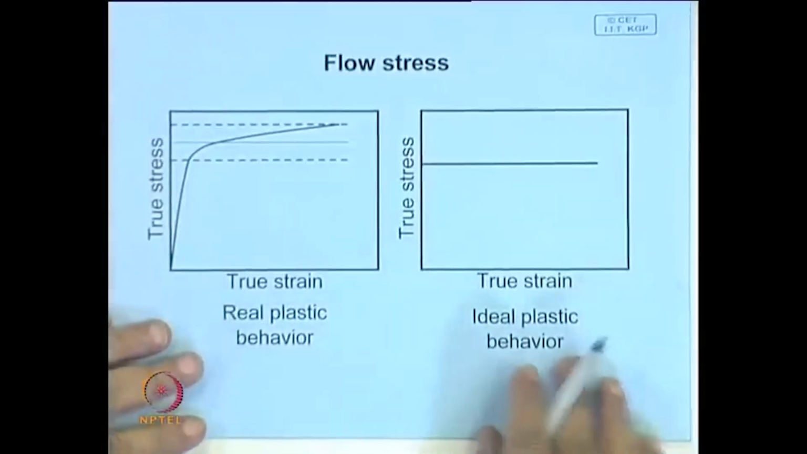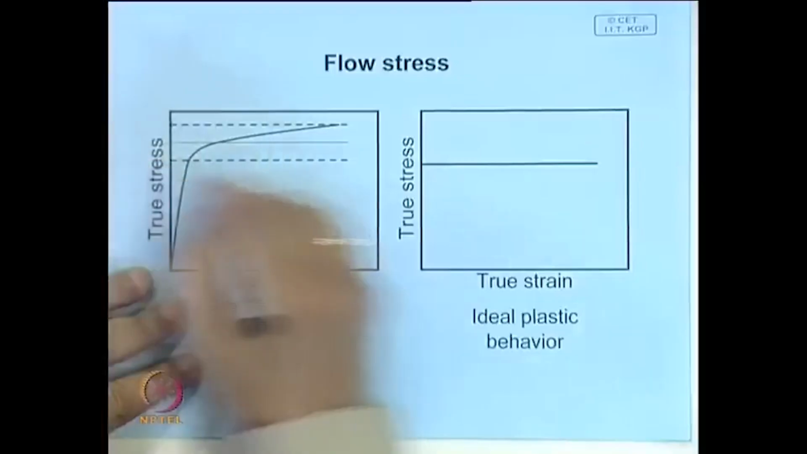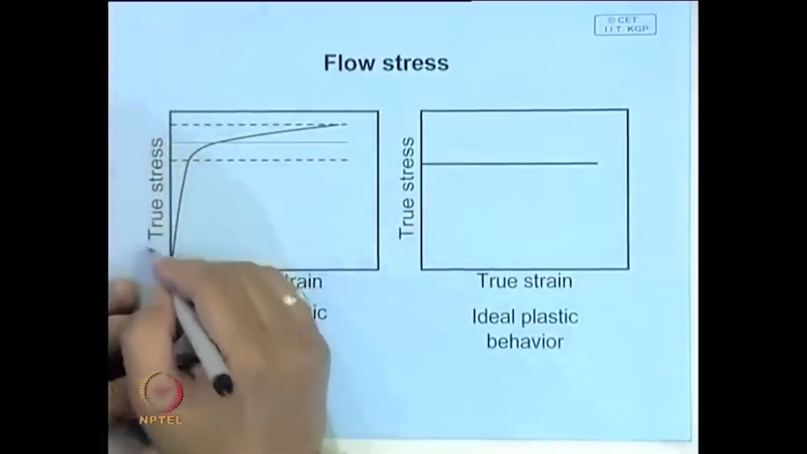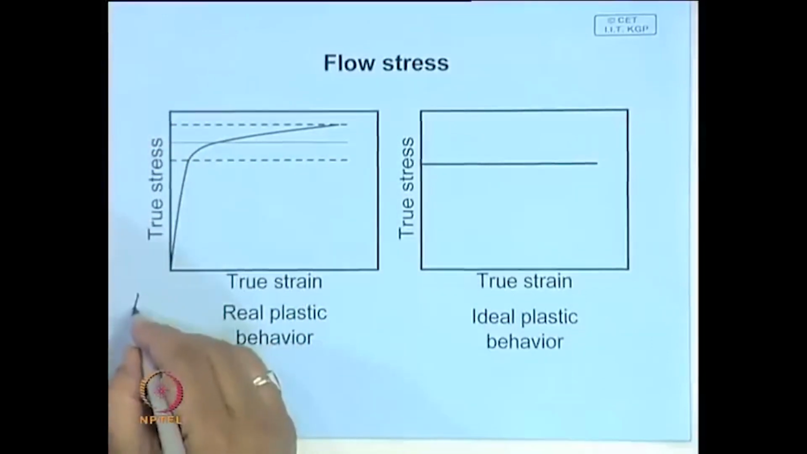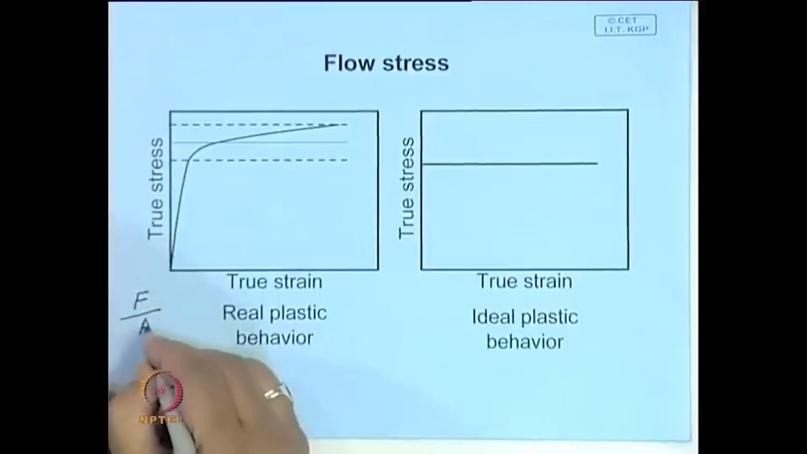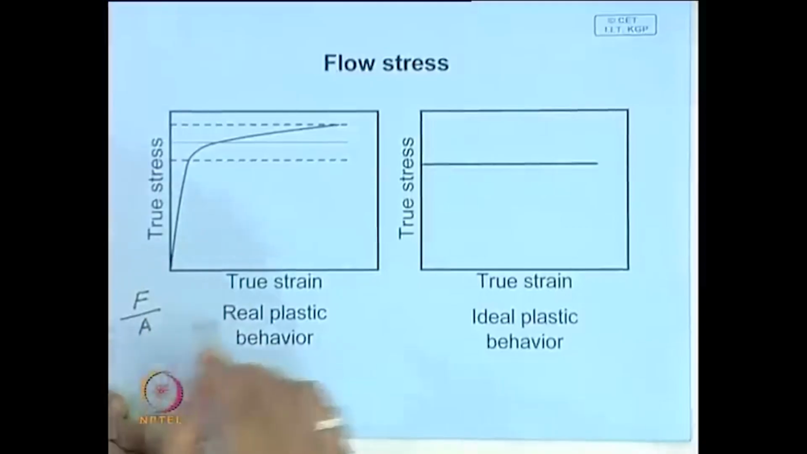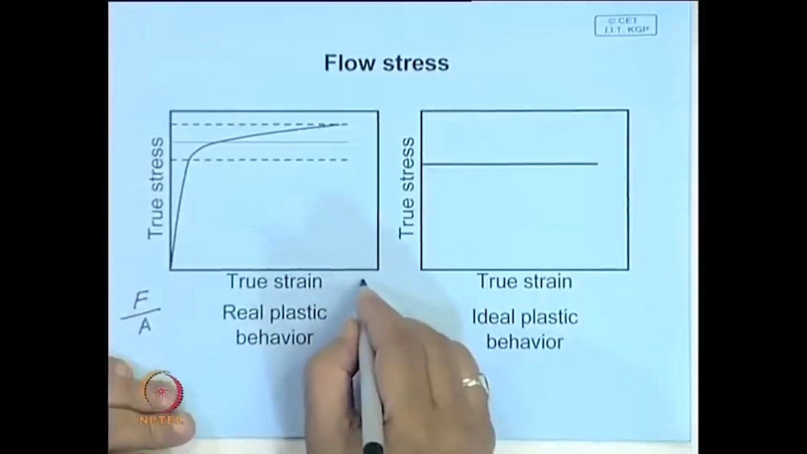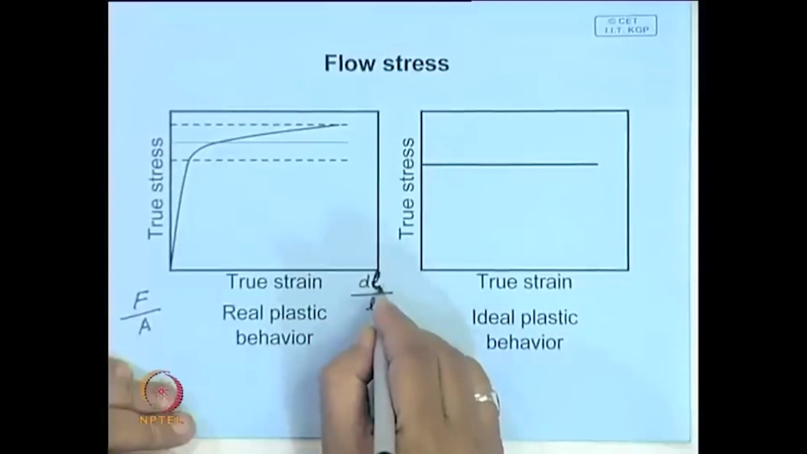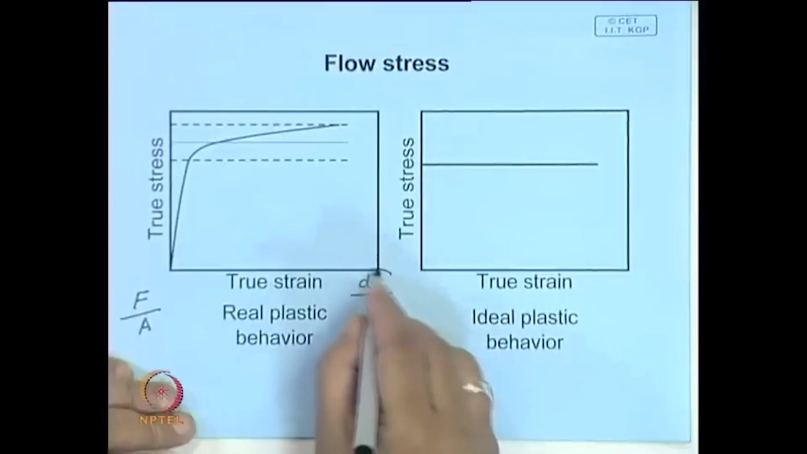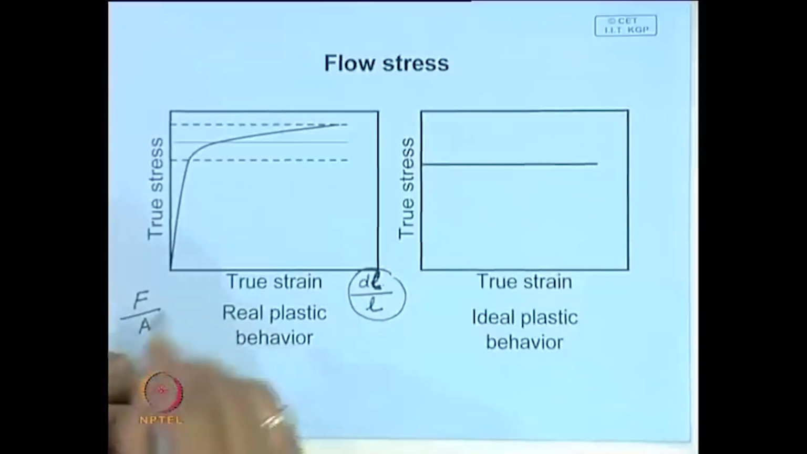And this is shown over here. As we mentioned, in metal working we are more interested in true stress. So, true stress means load or force per unit area, but this is not the original area, this is instantaneous area. And similarly, true strain is change in length over instantaneous length. So, this is true strain.